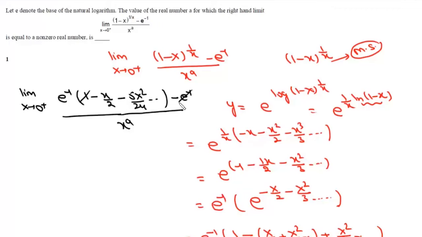Now e to the power minus 1 will be cancelled. The minimum power of x in the numerator is 1. So this limit will have a non-zero real number answer if the minimum power in the denominator is also 1. That means the value of a must be 1 in this case. So the value of real number a must be 1, and if it is 1, then the answer to this limit will be minus 1 upon 2e.